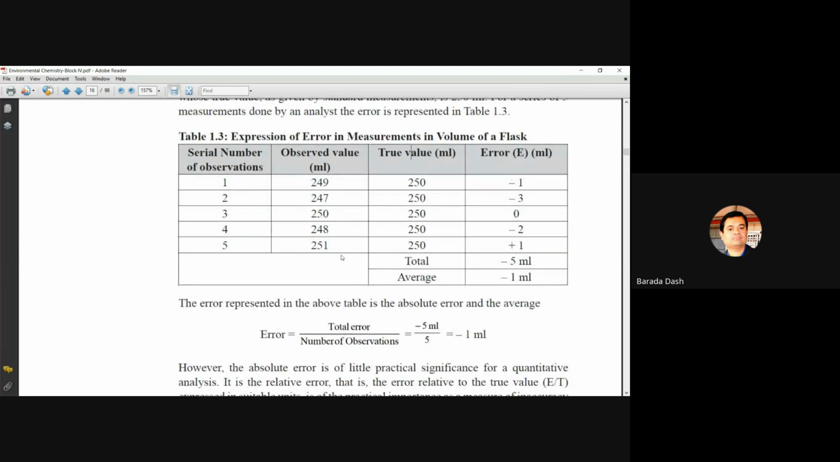Same thing, if you are taking five readings, observations, for the same experiment. Out of the five experiments, you are getting different results, and then you subtract the true value from the errors in each of the five experiments, and finally you get the total amount of error divided by the number of steps, which is 5. So that gives you the average. So basically in an average you get -1 ml.